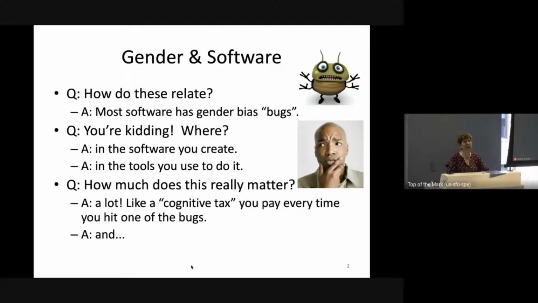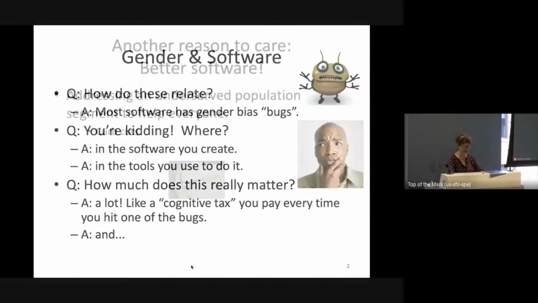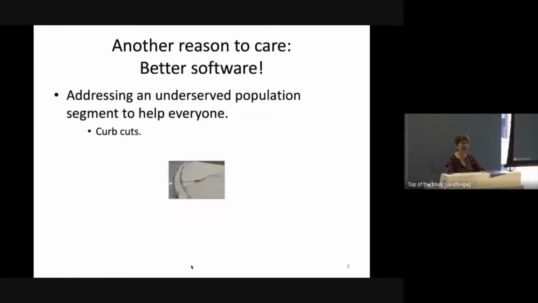So the software developer is worried, thinking about their workload, and they're saying, well, how much does this really matter? And the answer is a lot. Because when there are gender bias bugs embedded in software and tools, they are imposing a cognitive tax that the people experiencing them pay every time they run into one of these bugs, slowing them down, making them less productive. That is bad. There's another reason to care though, and that is if you pay attention to these bugs and fix them, your software gets better.